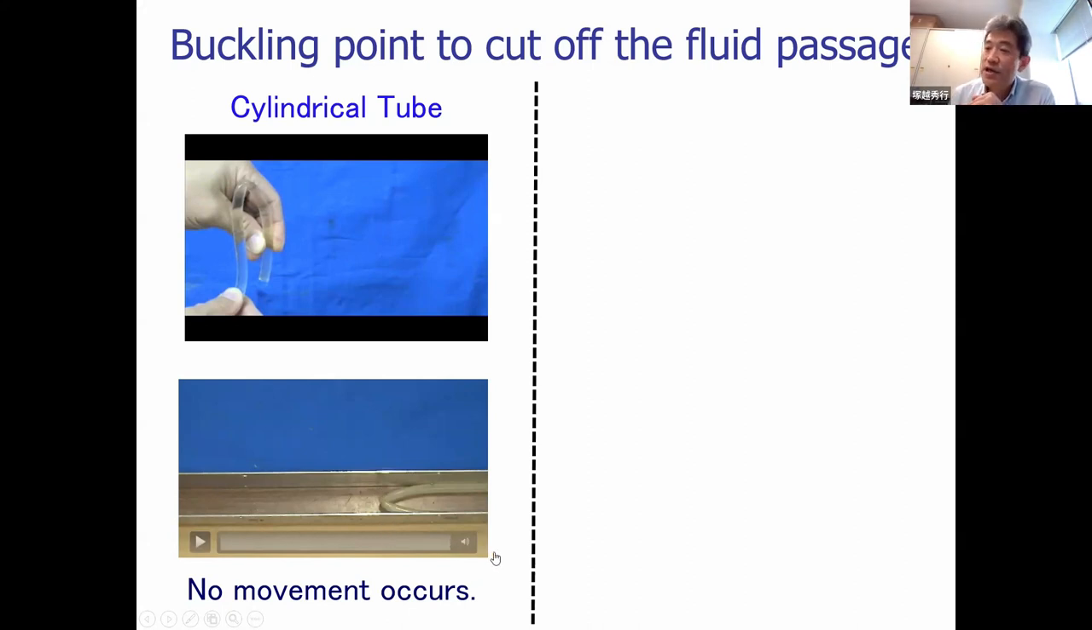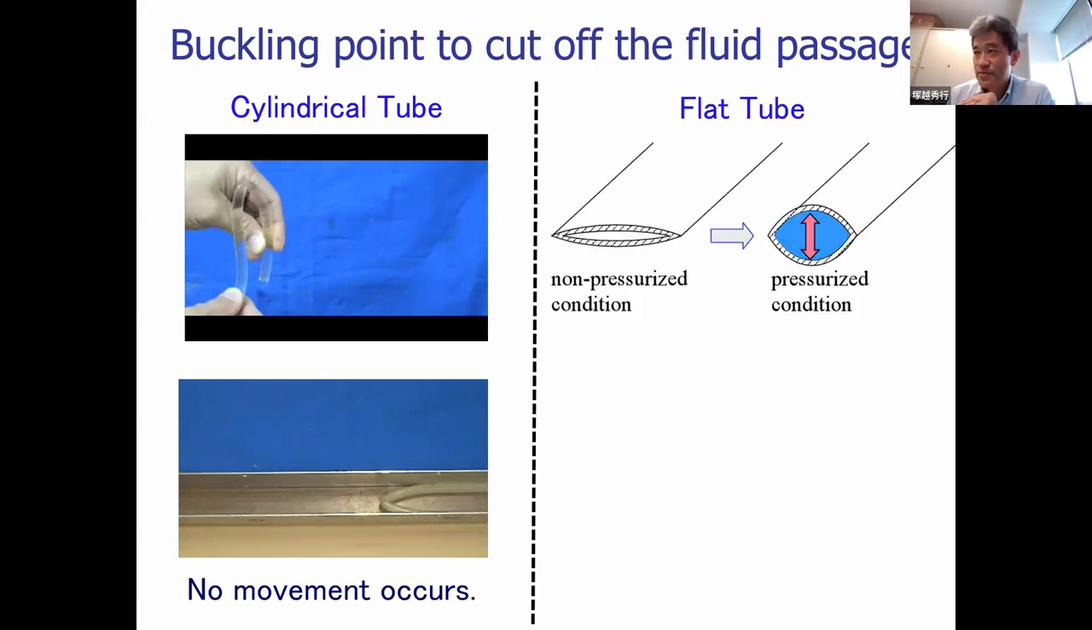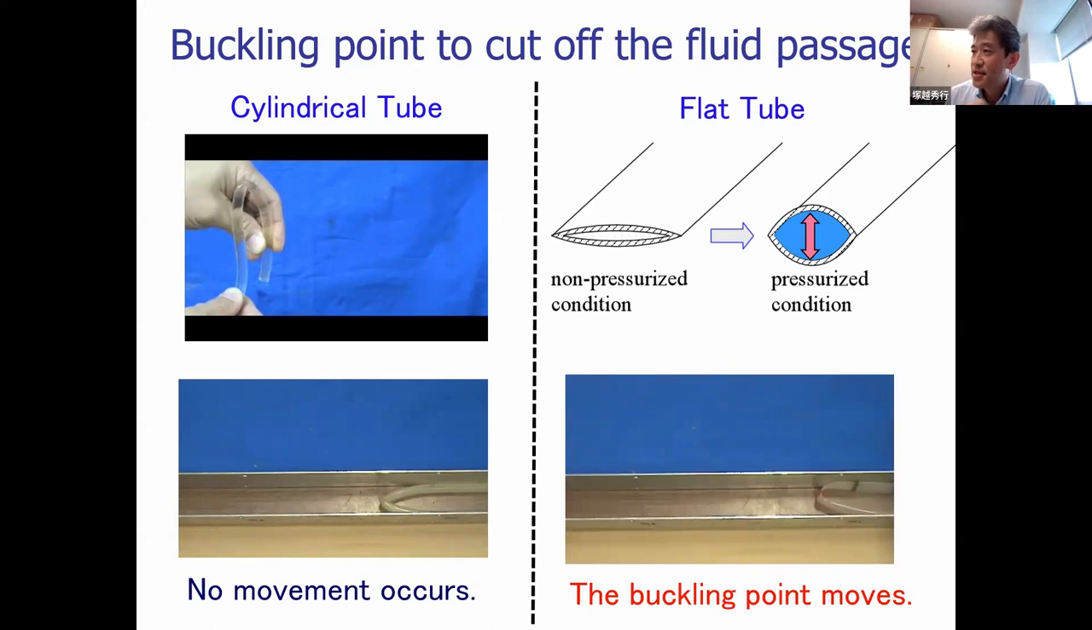On the other hand, if you replace this tube with the flat tube, what happens? As you see, the buckling point could smoothly move along the tube, and then the downstream side of the tube can be thrown out. And this is a very peculiar characteristic of the flat tube.